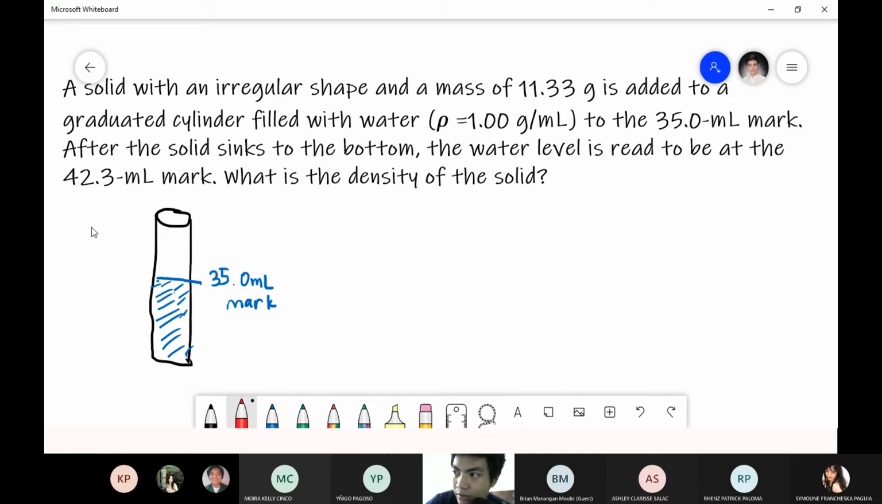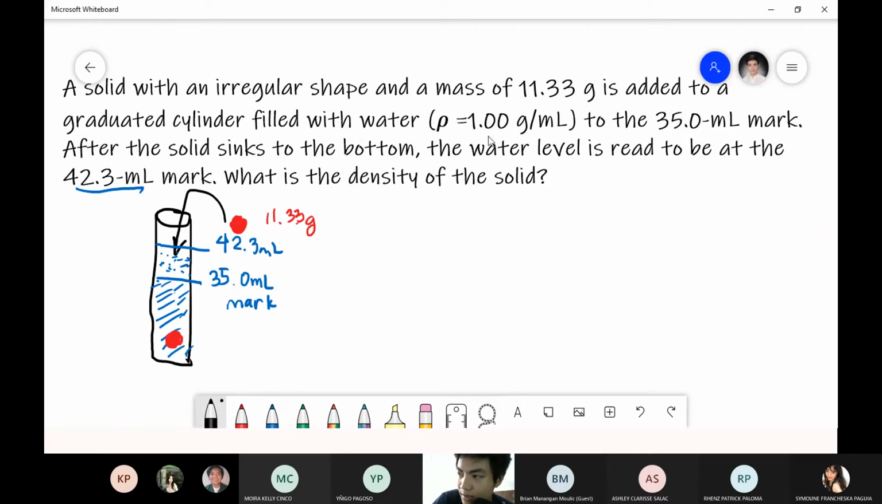Then I have an object. Itong red object na to. I have an object that weighs 11.33 grams. No? Tapos ano daw ginawa dito sa object na to? Sinubmerge. No? Nilagay dun sa loob. Alam nyo anong mangyayari. Siyempre, lulubog siya. Then, nung lumubog siya, what happened is that the water level rose to 42.3 ml mark. So from 35 naging 42.3 ml na siya. Okay. That is displacement na. So na-displace siya, no. Okay.